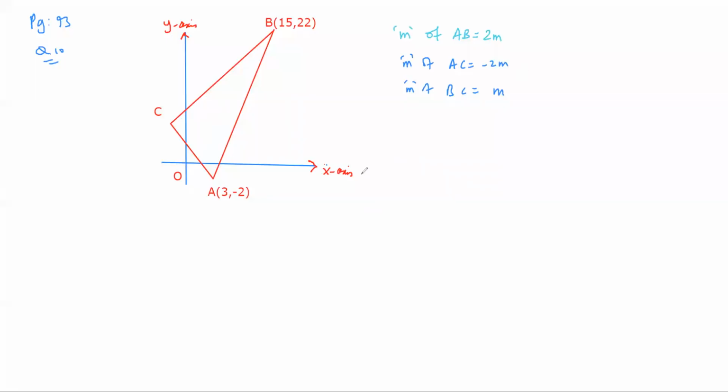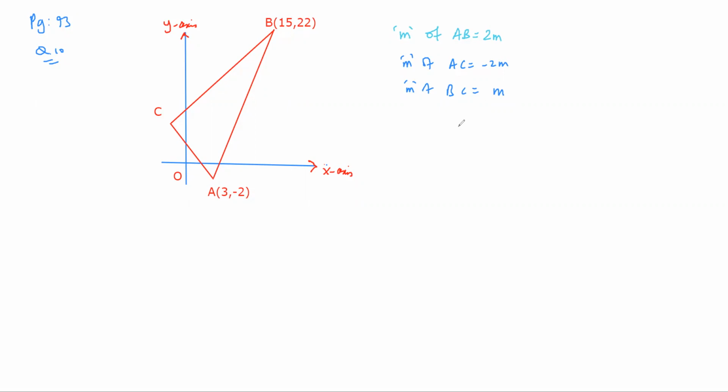So we have a question here. If you look at the diagram, points A, B are given, and there is an unknown point C. Together they are forming a triangle. We're given that the gradient of AB is 2m, AC's gradient is minus 2m, and BC's gradient is m. So we first have to give the value of m.